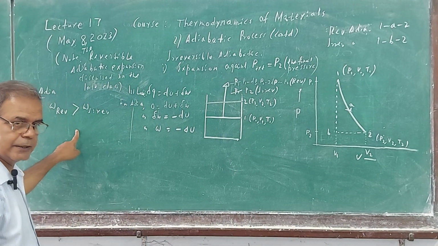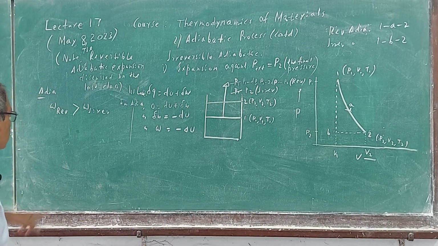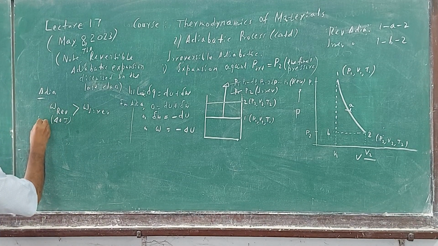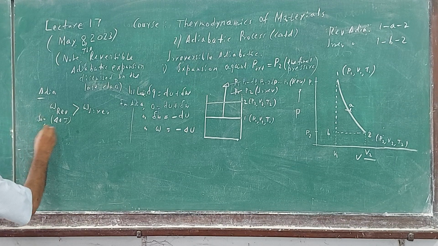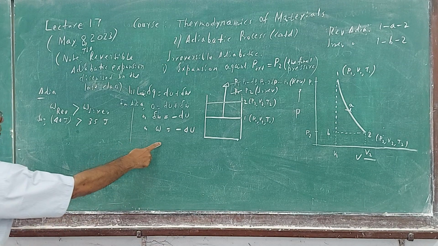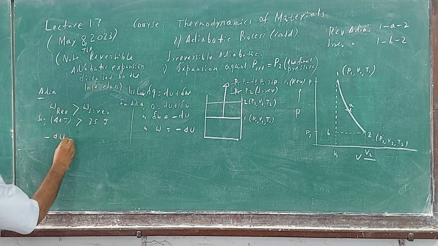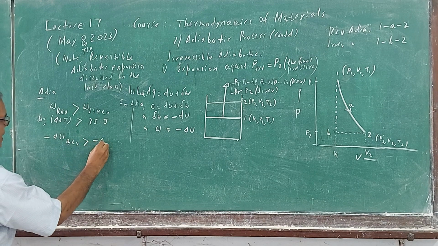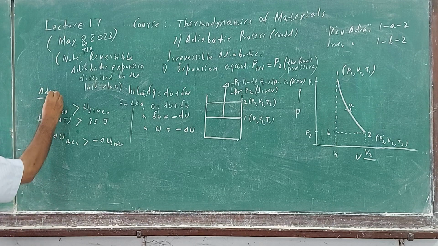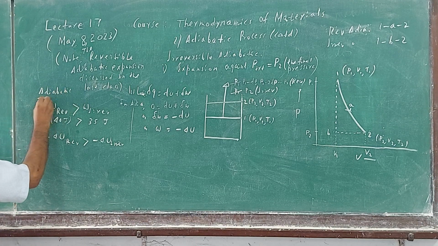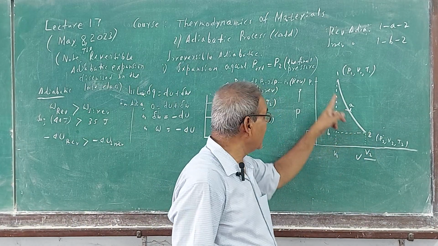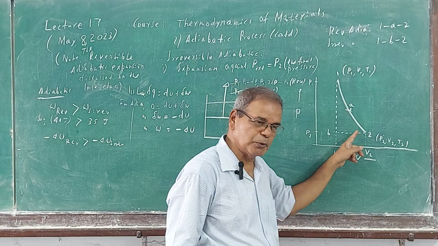You can see very easily. Say this is 40 joules against 35 joules, just an example. Now what is W reversible? You may note this: minus delta U reversible is greater than minus delta U irreversible. Both are adiabatic, remember. I am comparing the reversible adiabatic final state, which is 2, and the irreversible final state, whether it will be 2 or different.